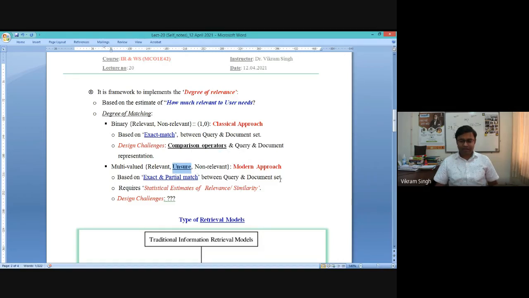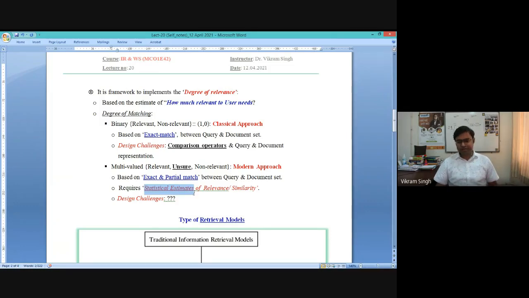Now, beyond this, naturally, to capture this unsure or uncertain part in the retrieval process, they have employed some statistical estimates, right? That is one of the critical parts of the matching process, and it is the complex part also, because capturing uncertainty is one of the complex tasks of computing, right?